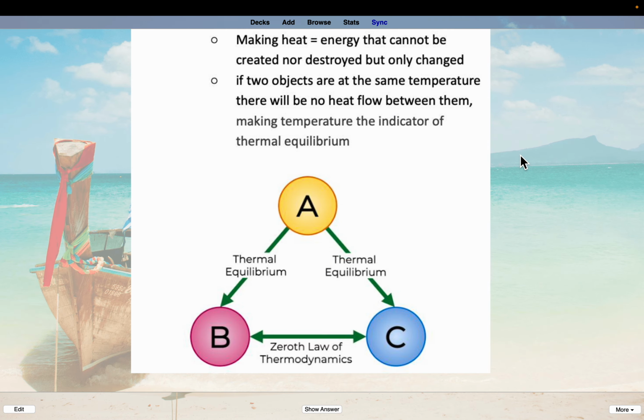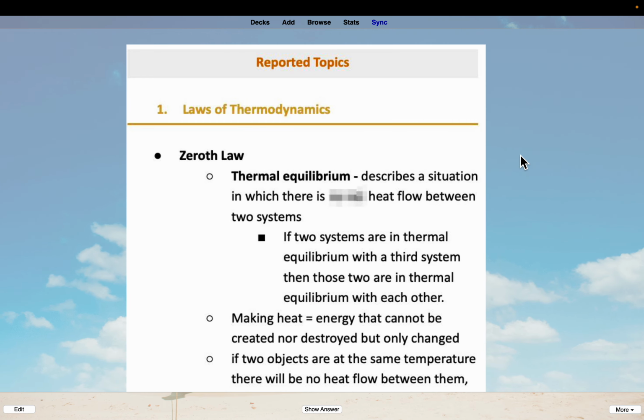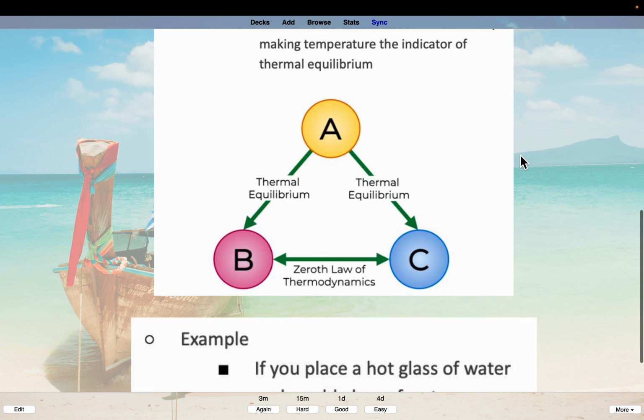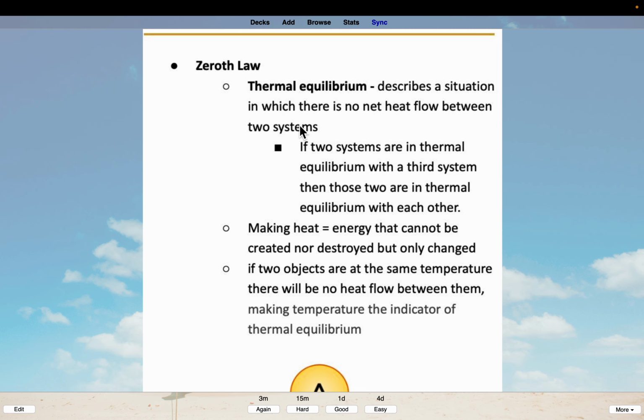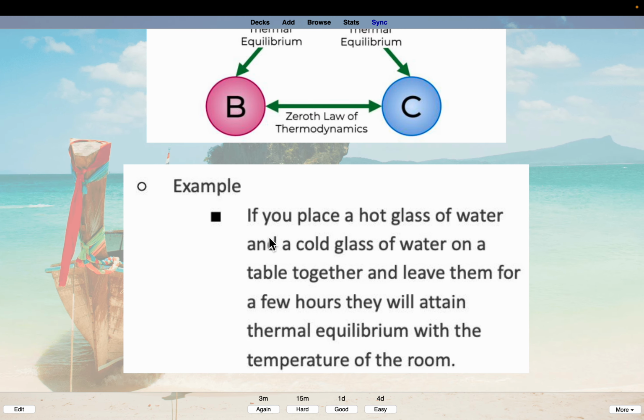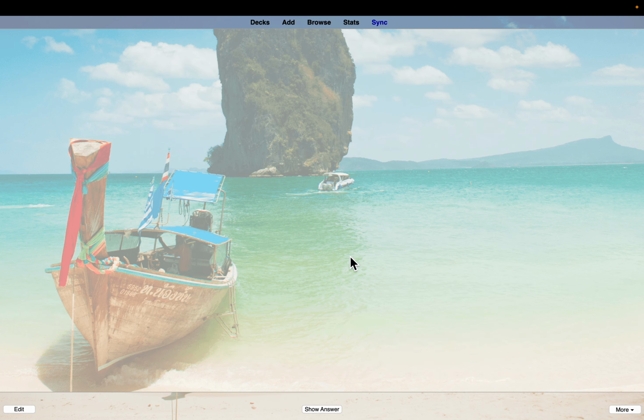Okay, so this is the zeroth law, thermal equilibrium. This basically describes a situation where there is no net heat flow between two systems. Eventually, two systems or two objects would reach that point once, let's say, two objects are at different temperatures, and they would eventually meet a common temperature. So that's exactly what's manifested in the stated example.